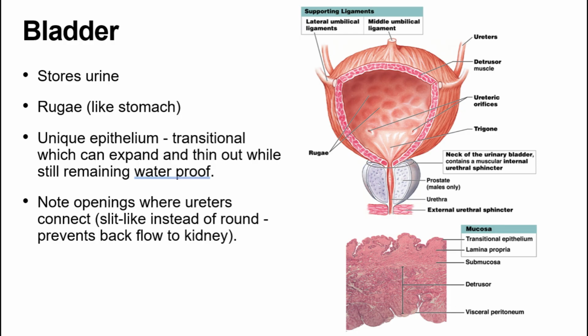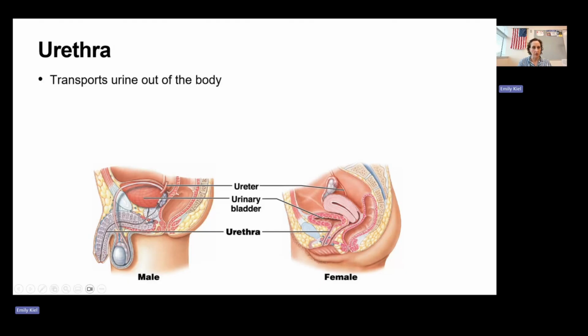So the urethra is how urine is transported out of the body. In the males, if we look, here is our urinary bladder, here is our urethra, and the urethra actually passes through the prostate before becoming the penile urethra. In the females, the urethra is anterior to the vaginal canal.